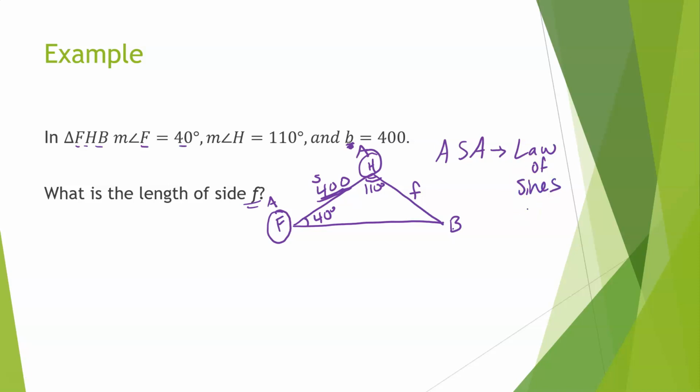Okay, so let's see how we use it. Again, with the law of sines, I take the sine of one of the angles. So I'm going to take the sine of 40 over F. It's always the side across from it. And that's what I'm trying to find.